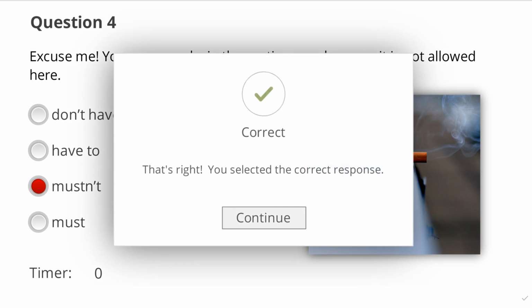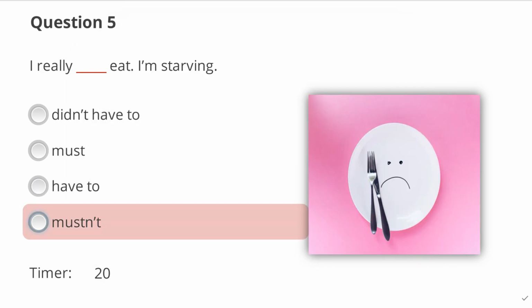Next, question 5. I really eat. I am starving. Starving means that you're extremely hungry. So go ahead and pause the button if you need to think about it. There are 4 options: didn't have to, must, have to, and mustn't. Only one of them can be correct.